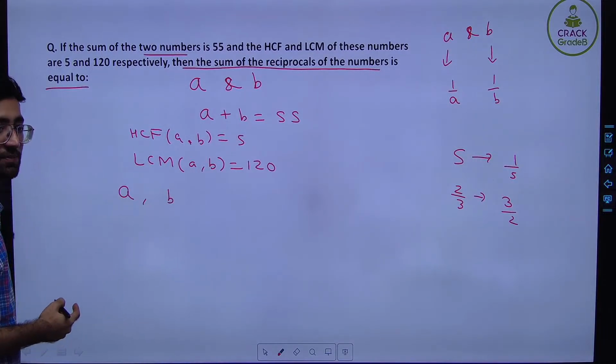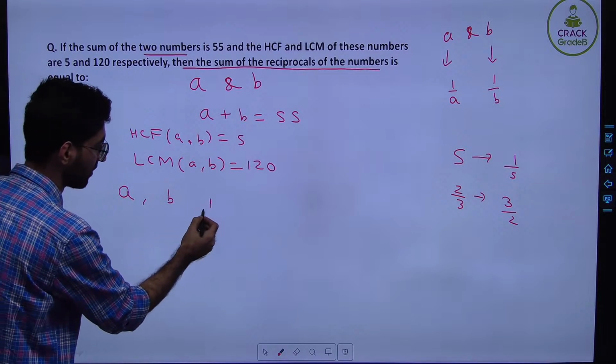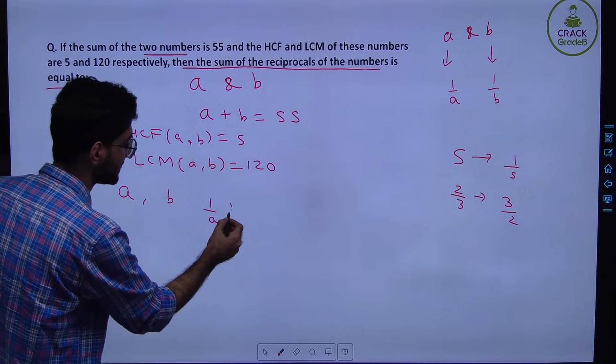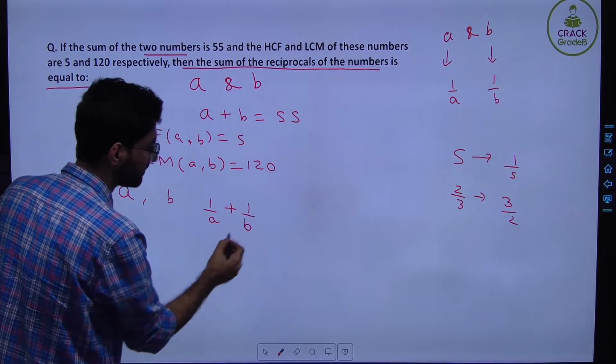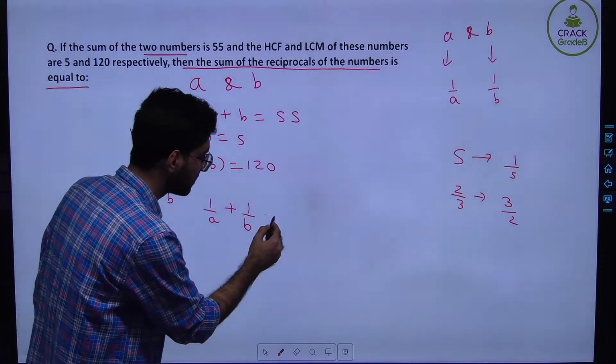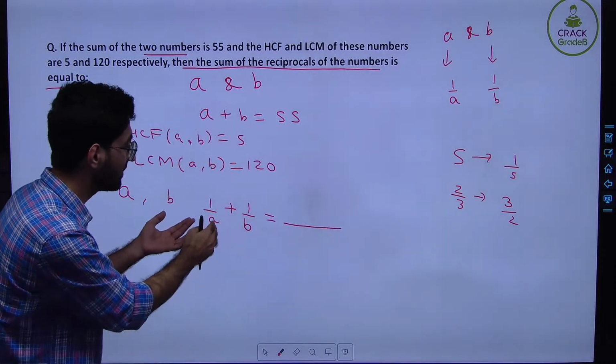What will be the reciprocal of A? The reciprocal of A will be 1 by A. Right? What is the reciprocal of B? The reciprocal of B is 1 by B. Right? Now, try to learn about the LCM.